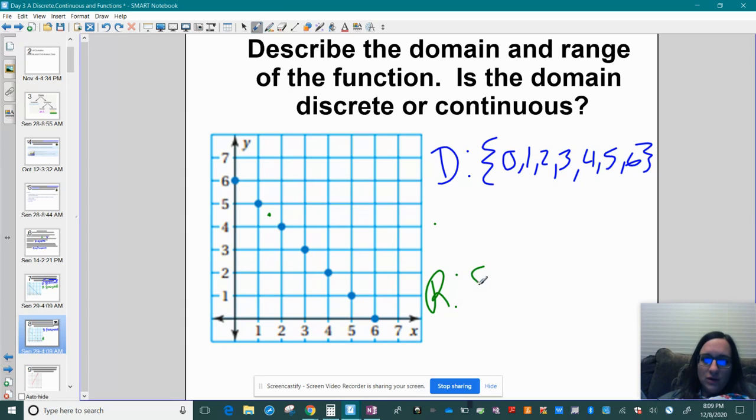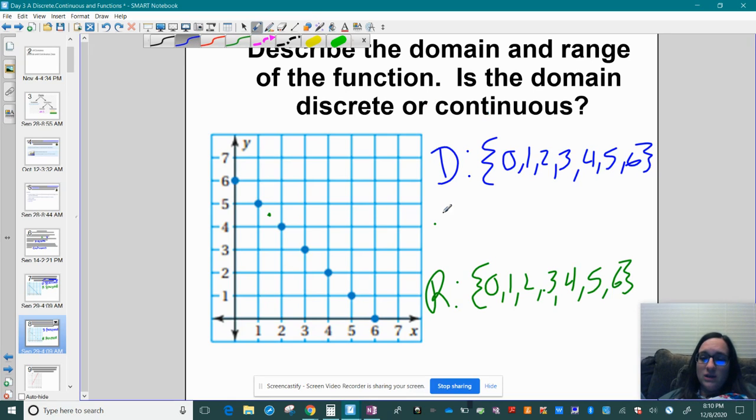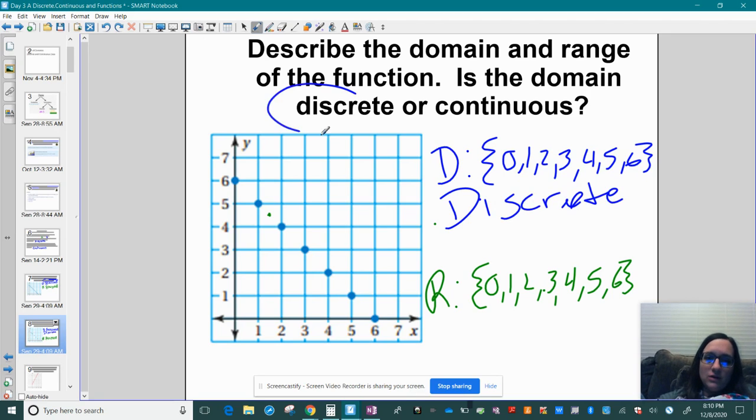Our range is all of our y values. So again, we have a point on our y-axis at 0, 1, 2, 3, 4, 5, and 6 as well. So it's the same. Oop, that's a comma. And then it asked again, is the domain discrete or continuous? Well, since we have commas and we have very distinct data, it is discrete. You can write it, you can circle it, whatever you want. All right, here we go.